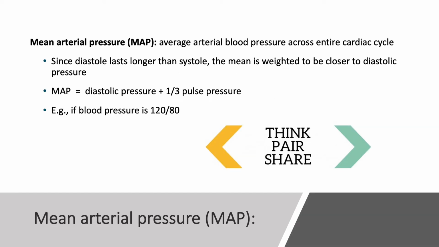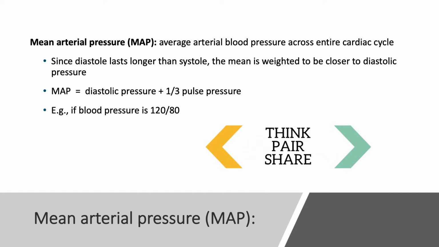Another important value that we can determine, given our arterial blood pressure, those systolic and diastolic values, would be the mean arterial pressure, or what we'll call MAP moving forward. And MAP is the average arterial blood pressure across the entire cardiac cycle. Or in other words, it's the mean pressure of the blood pressure forces on the arteries. Now, we can't just take the average of the two values because the diastole actually lasts longer than systole. So the mean is weighted to be closer to those diastolic pressure values. And we calculate MAP as the diastolic pressure plus 1/3 of the pulse pressure.